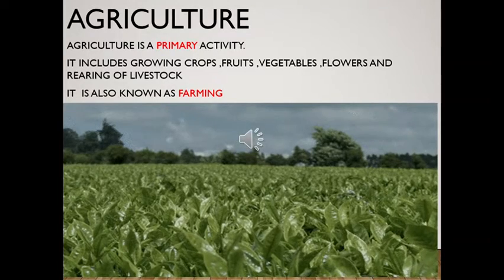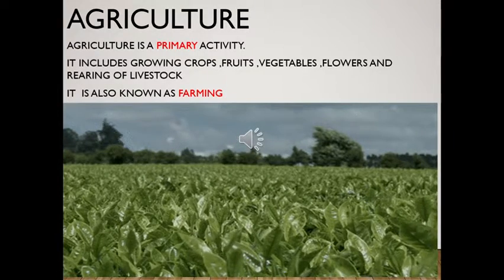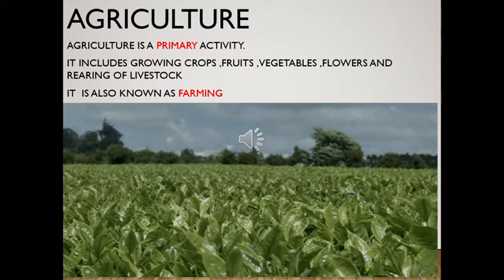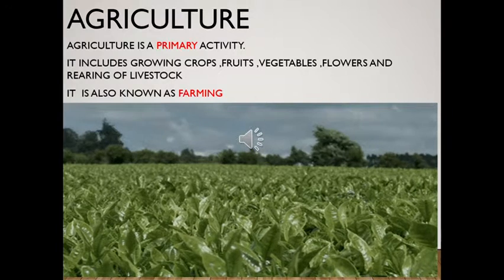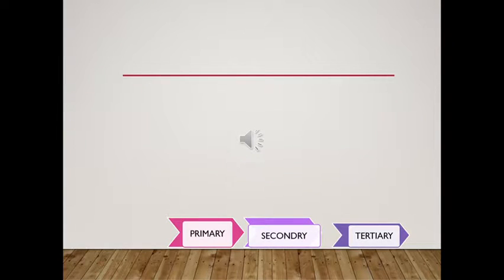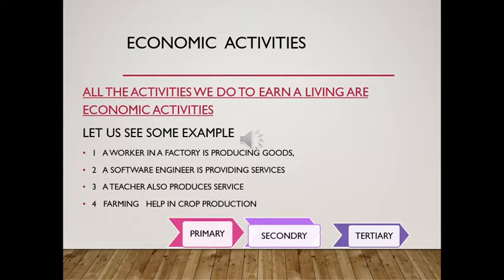Agriculture, also known as farming, is one of the primary economic activities. What are economic activities? All the activities we do to earn a living are economic activities. The transformation from a plant to a finished product involves three types of economic activities. These are primary, secondary, and tertiary activities.